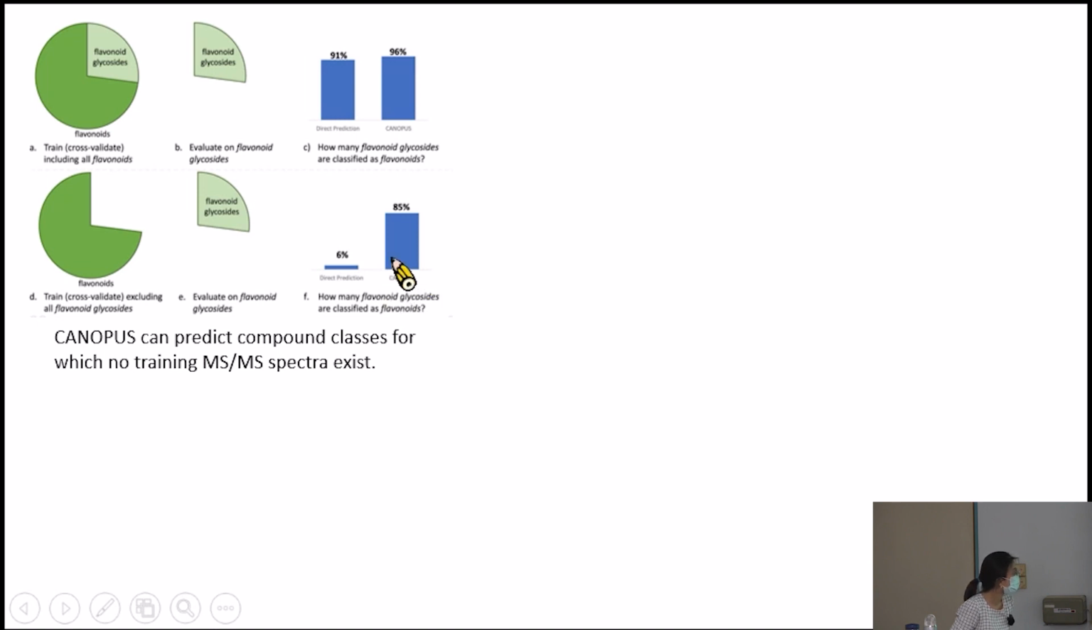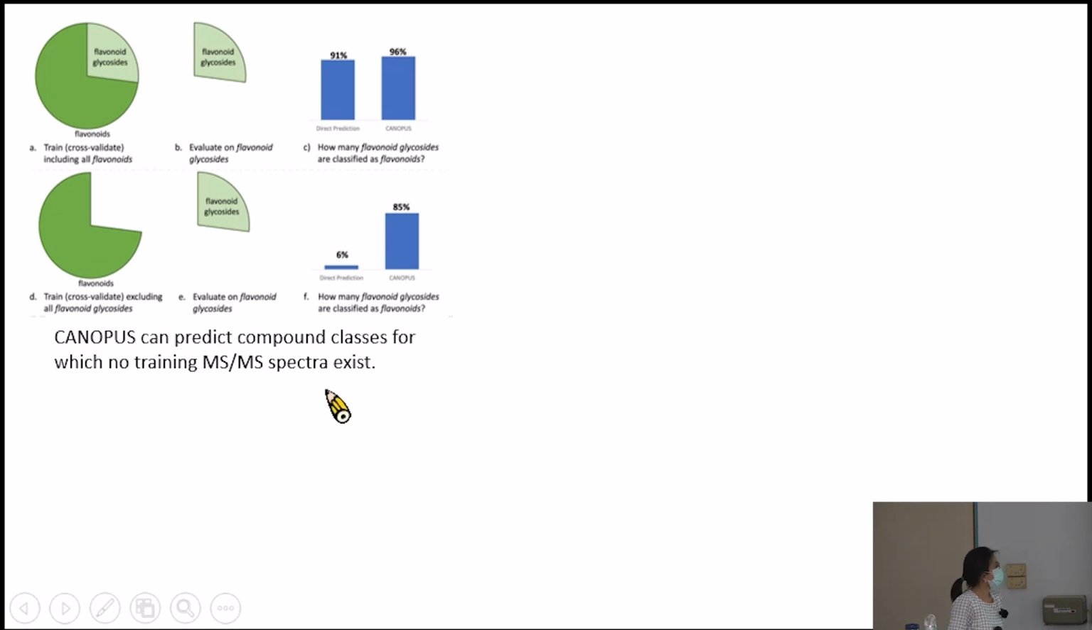Okay, but even after they removed the mass spectrum data of these compounds, they found that CANOPUS can still predict compounds of the flavonoid class. This means that this machine learning has already upgraded to extend its compound classification, not only based on the spectrum data. So this is one of the powerful functions that CANOPUS has. It can predict the compound class even when there is no training mass spectrum data.